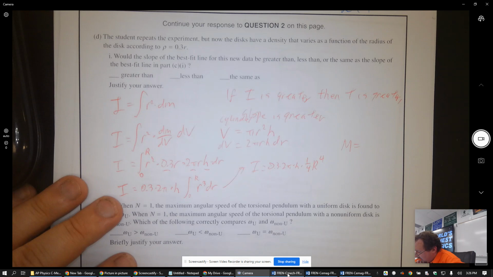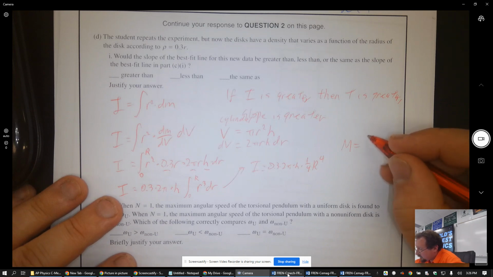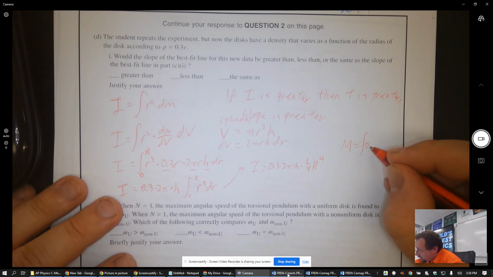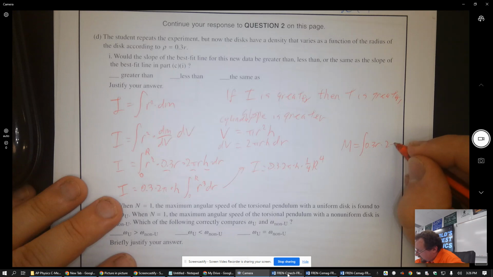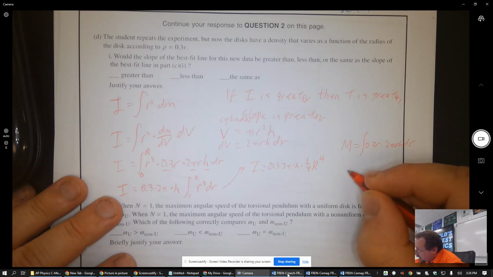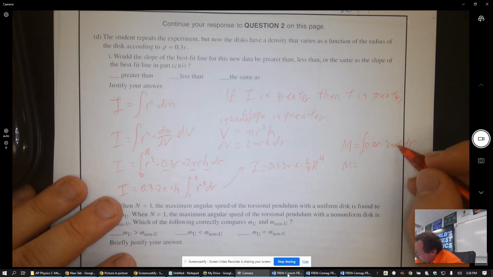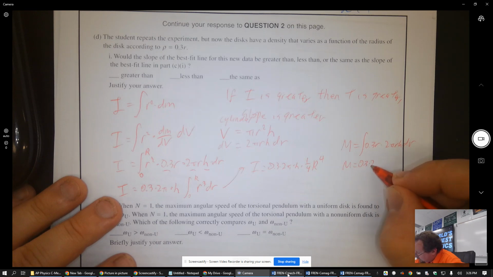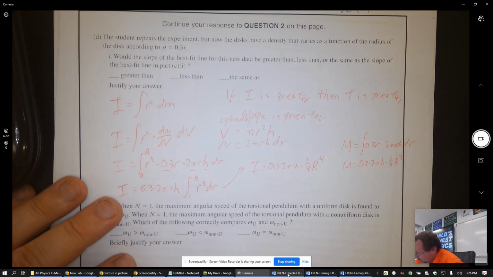I don't know the actual height of one of these. This would be the integral of density d volume, 2 pi r h dr. And so this would be, let's see, 0.3 times 2 pi. That's an r squared. So it'd be 1/3 r cubed, right?